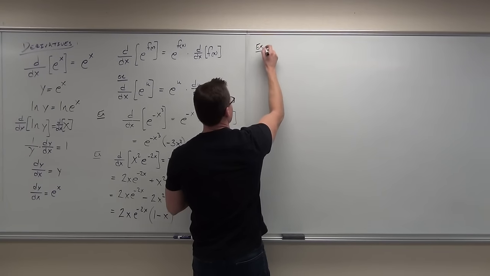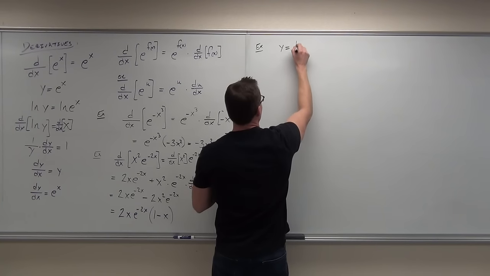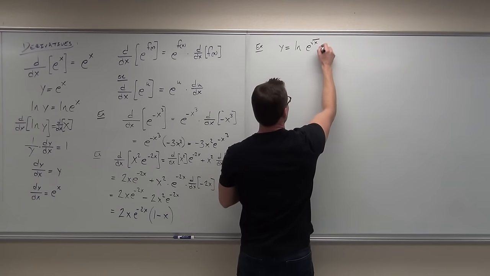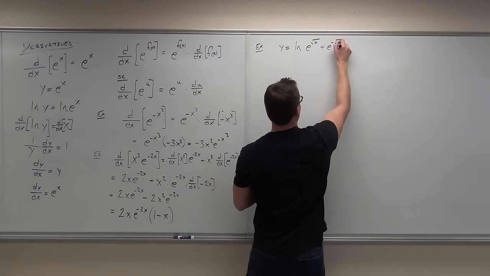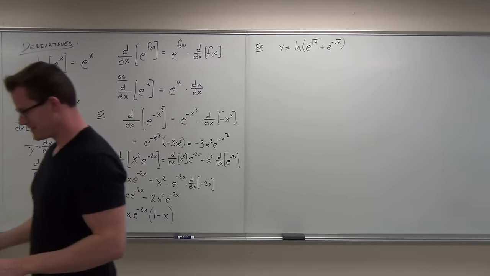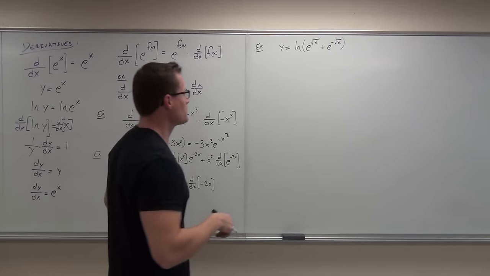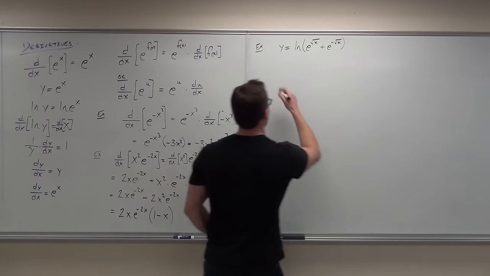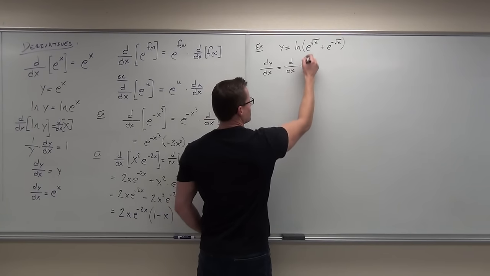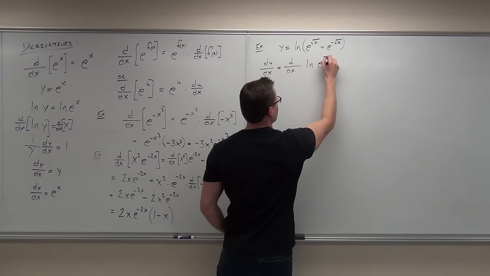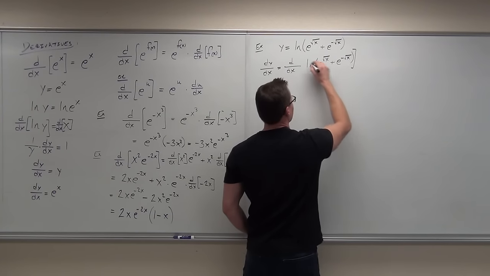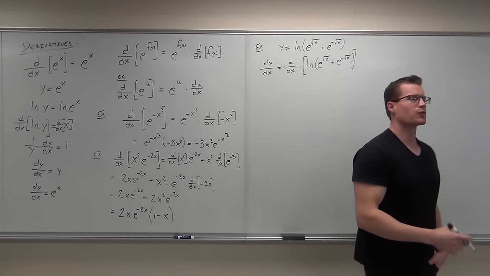So I would like to take the derivative of y equals ln of e to the square root of x plus e to the negative square root of x. And you're going, what? Seriously? Yeah, let's do it. So I want to do the derivative of this nasty thing. Let's talk about the first step together.